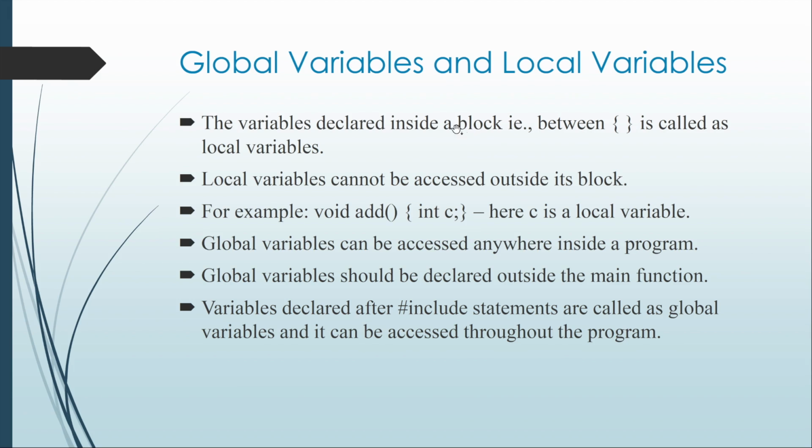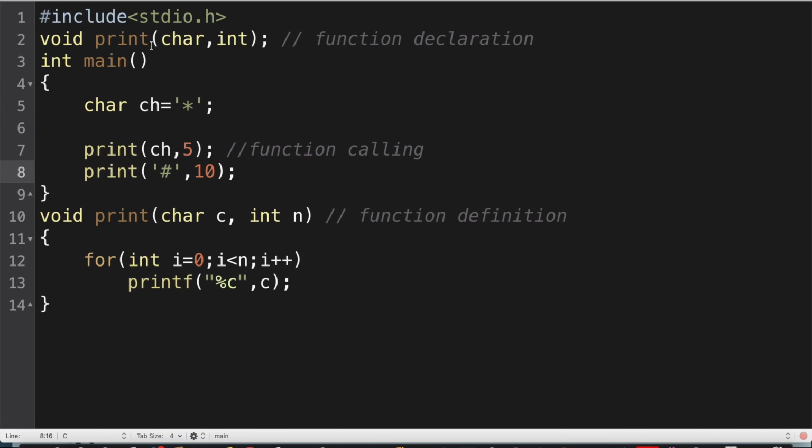The variables declared inside a block are called local variables, and local variables cannot be accessed outside their block. Global variables are variables which are not inside any of these blocks. For example, let's see the same program. Here I have declared some variables: ch, a variable I have declared, and then another variable, int i.